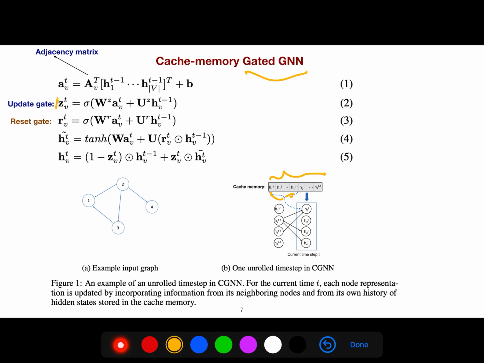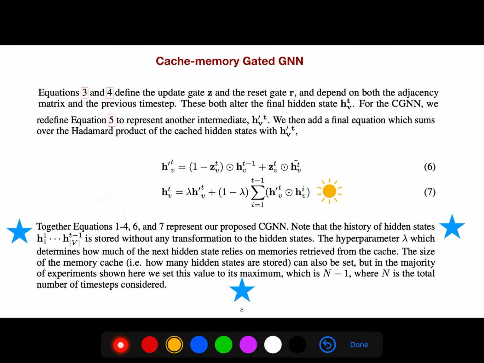You update the gate like this, you reset it, and this is H tilde, which is used. This H tilde is used here to know the HT. So this is very important because you're summing all of the hidden states from previous times, because you have captured them in your cache memory, and because they are stored without any transformation to the hidden states.